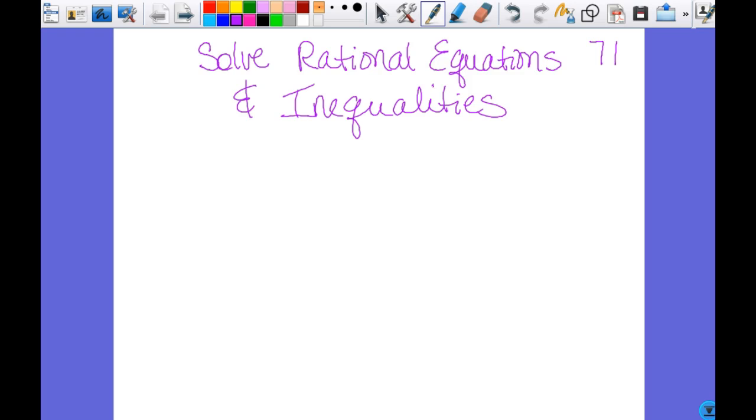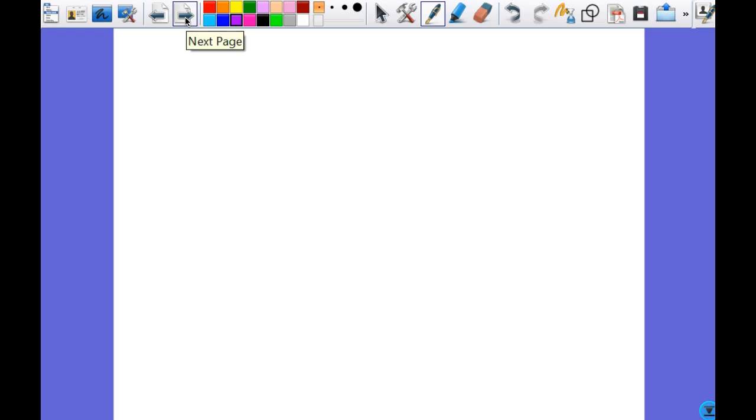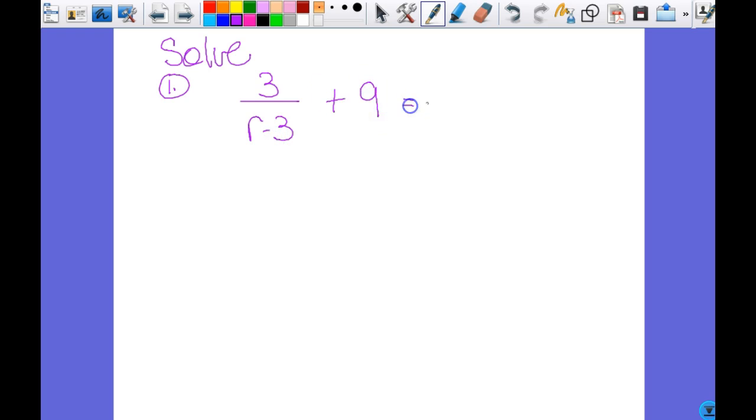That way, if you need to go back and make yourself any little notes about what to do, what not to do, you've got a space right there to do it. Does that make sense? So if you'll go to the bottom box on the front, we are going to solve. Let's see which one to do first. So we're just going to say, I'm going to solve. We'll make this number 1. And I'm going to give you 3 over r minus 3 plus 9 equals r over r minus 3.